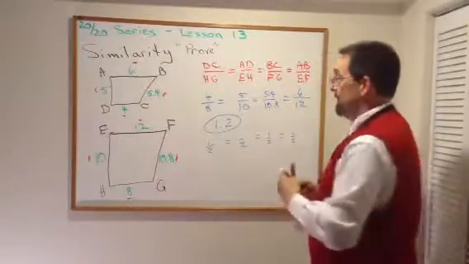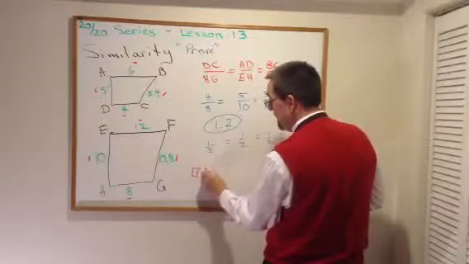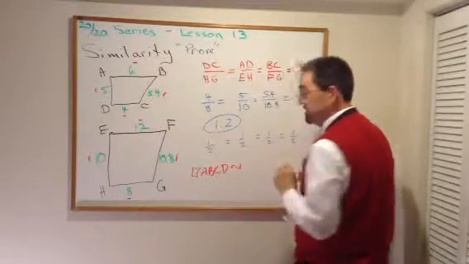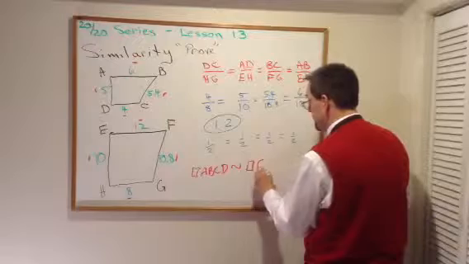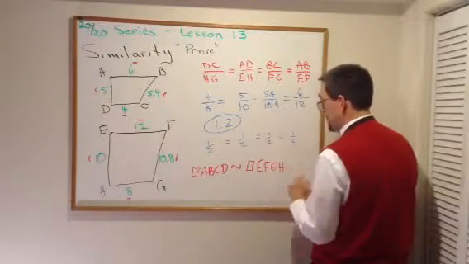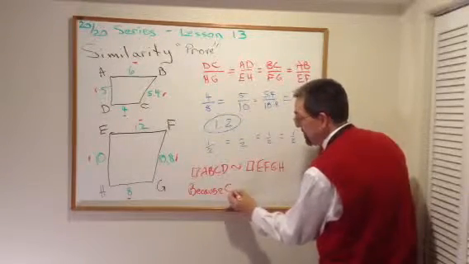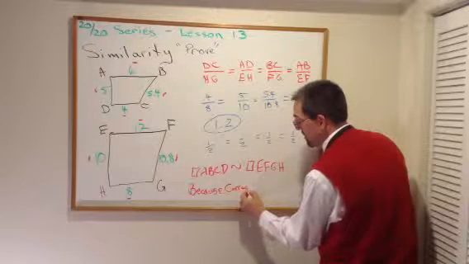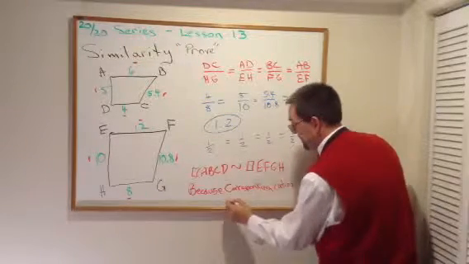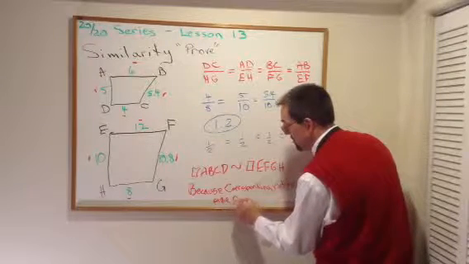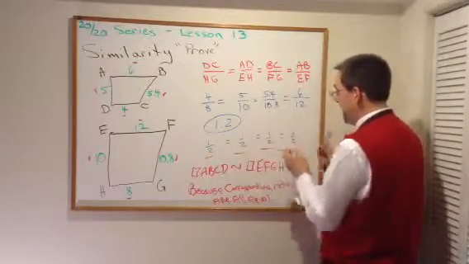So finally, we can say parallelogram ABCD is similar to parallelogram EFGH because the corresponding ratios are all equal. Every one came out to be 1/2, 1/2, 1/2, and 1/2.